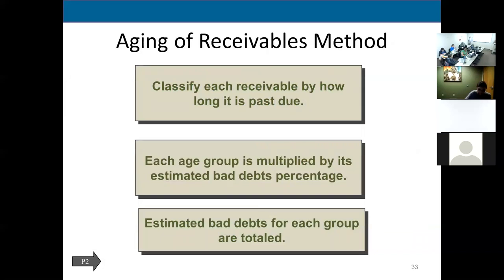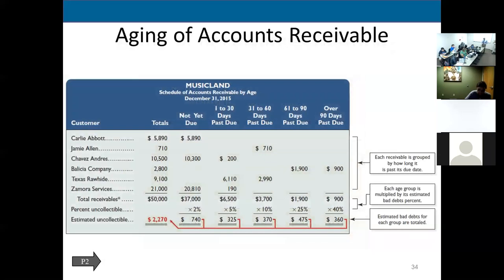All right, now the aging of receivables method. First we're going to classify each receivable by how long it has been past due. Then we're going to take each age group and multiply it by its estimated bad debt percentage. And then the estimated bad debts for each group are going to be totaled.